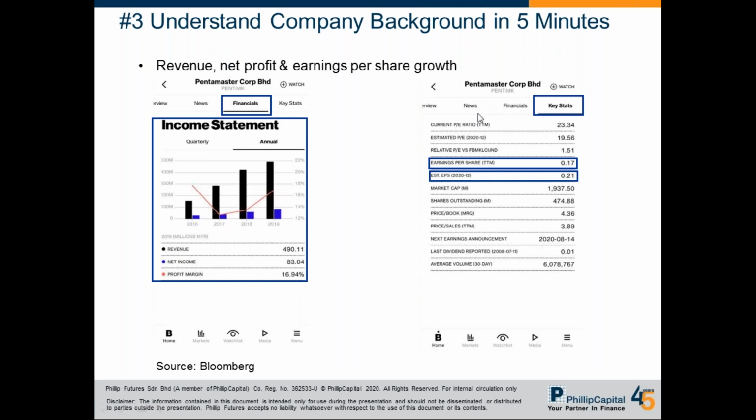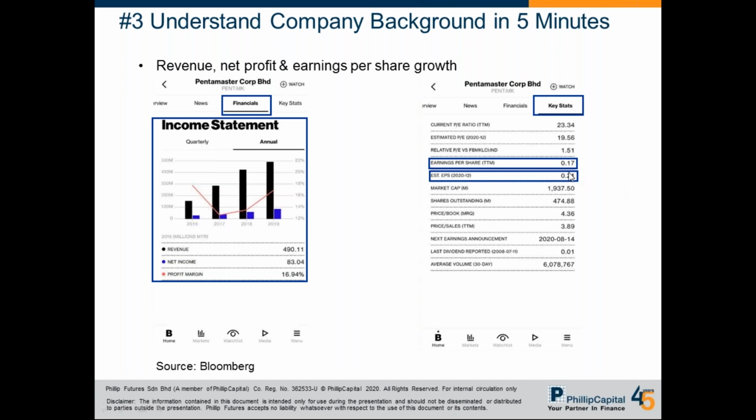After we look at revenue and net profit, we need to look at whether the company has earning per share growth. You go to key stats. Just right beside the financial, you scroll right again. You go to key stats. From the key stats, you should be able to see this thing called estimated earning per share. So Bloomberg did all the hard work for us. It even did an estimation.